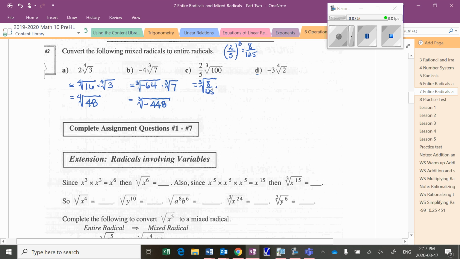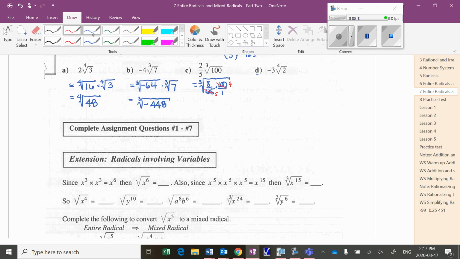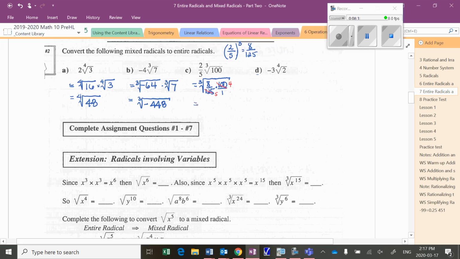125 times, and I'm going to do this all together because I know I'm going to be able to simplify, 100 over 1. And then we know that 100 over 125 reduces by 25, so that will go in 4 times, and that will go in 5 times. So then we are actually looking at the cube root of 8 times 4, which is 32 over 5.